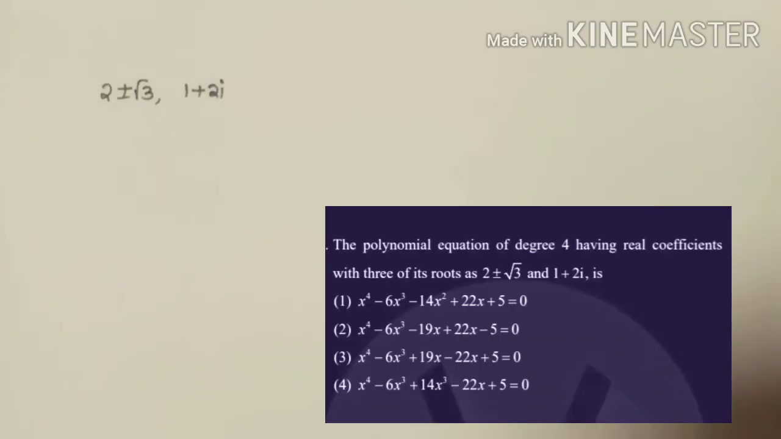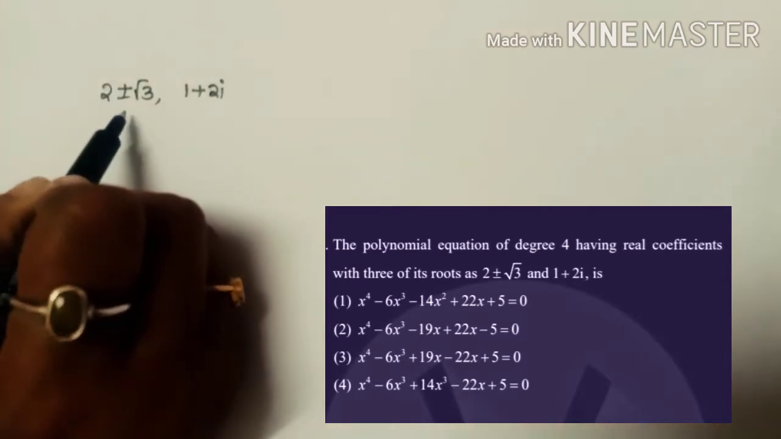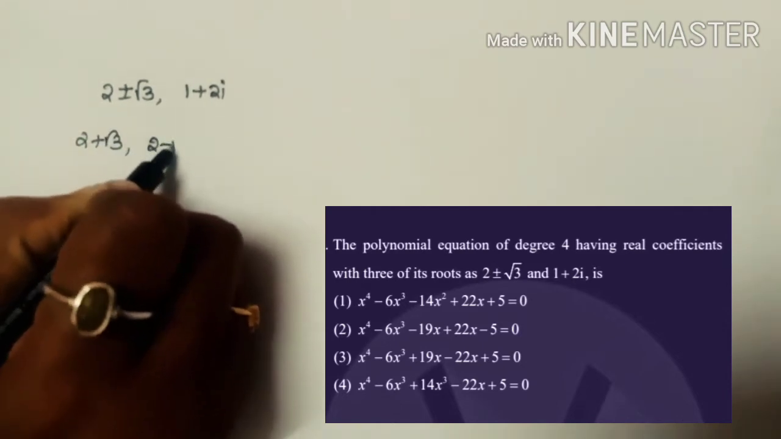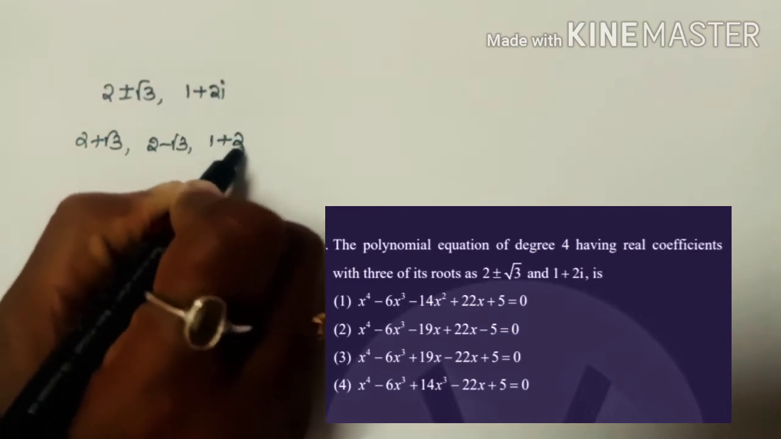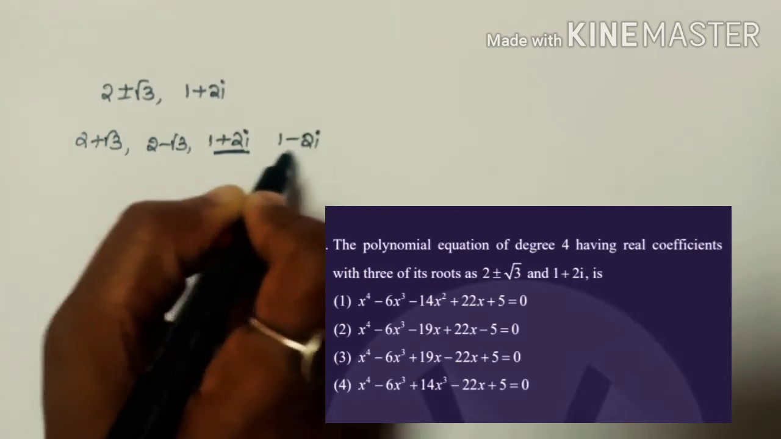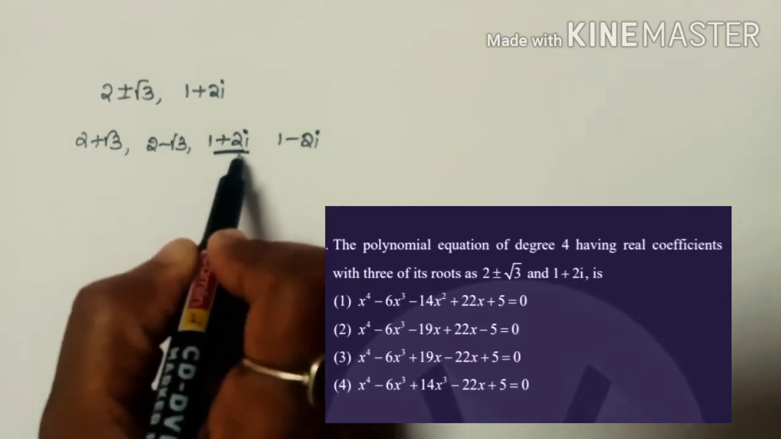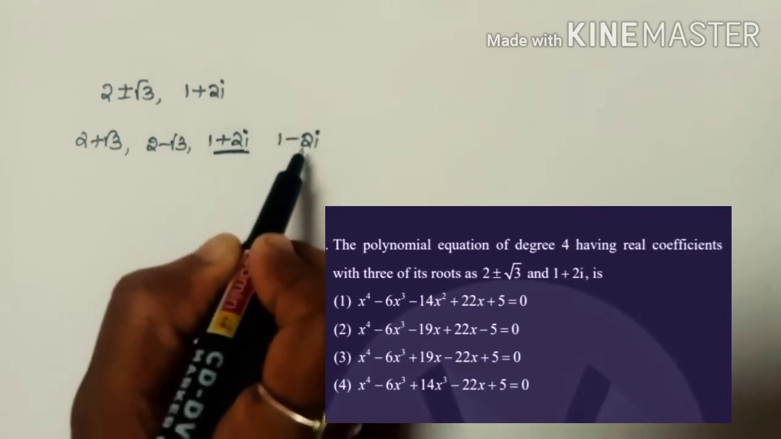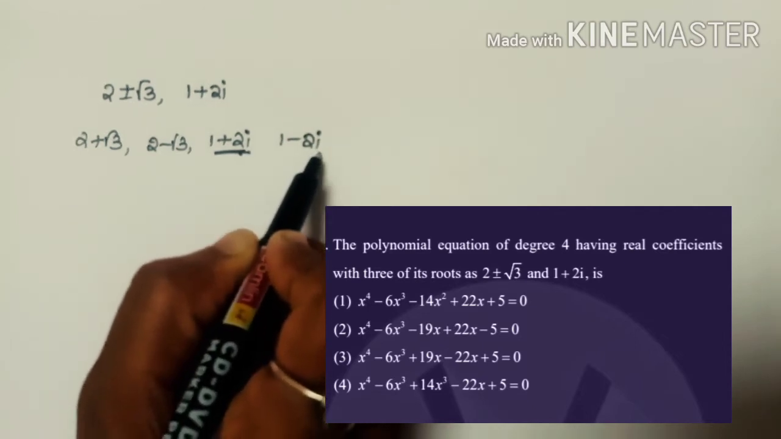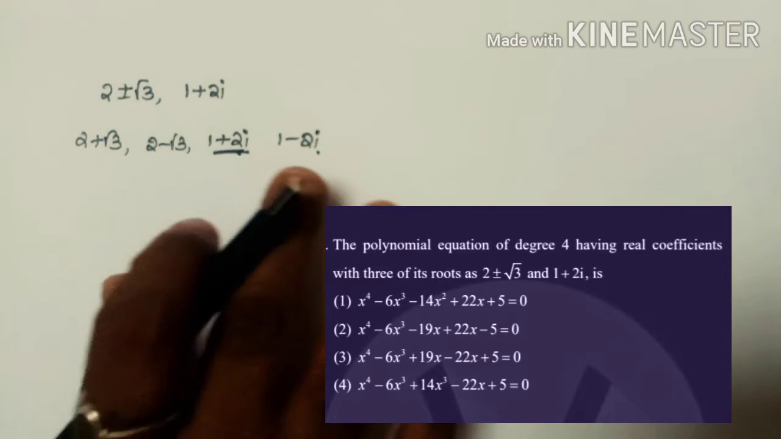Next problem, the polynomial equation of degree 4 having real coefficients with 3 of its roots as 2 plus or minus root 3 and 1 plus 2i. So given that, we want to find the polynomial equation of degree 4. Here 3 roots are given. First root is 2 plus root 3 and the second root is 2 minus root 3 and the third root is 1 plus 2i. So 1 plus 2i is the root of the equation, which means 1 minus 2i is also a root of the equation. Since any complex number is a root of the equation, then its conjugate is also a root of the polynomial. So here finally we have 4 roots.